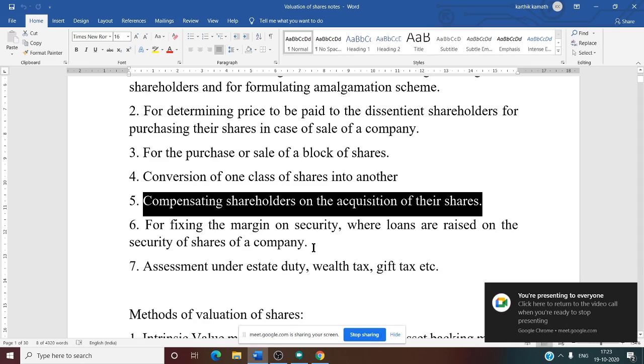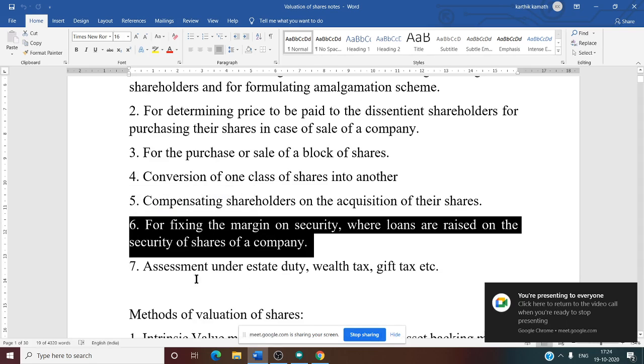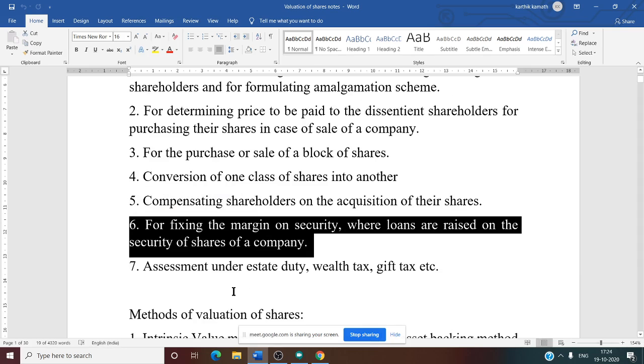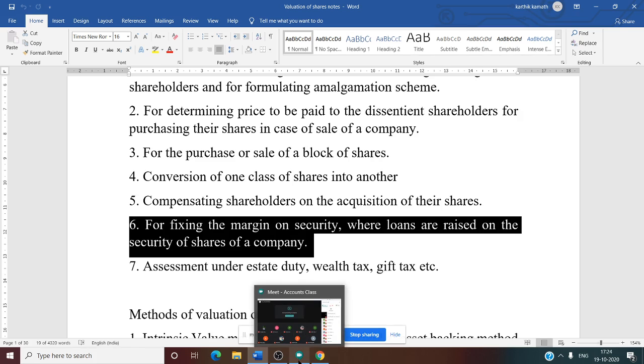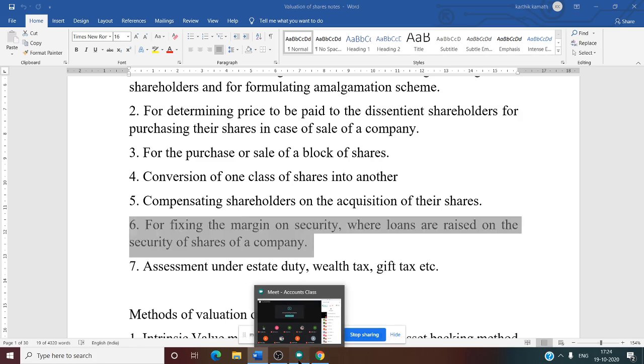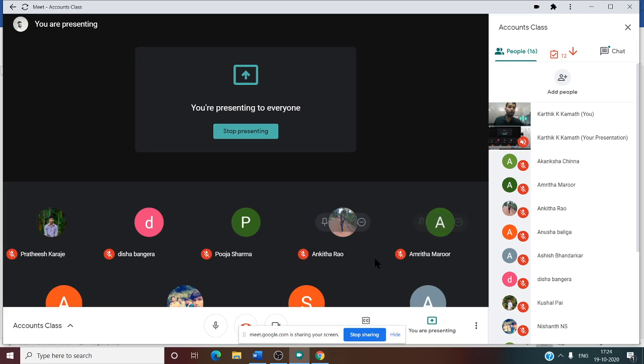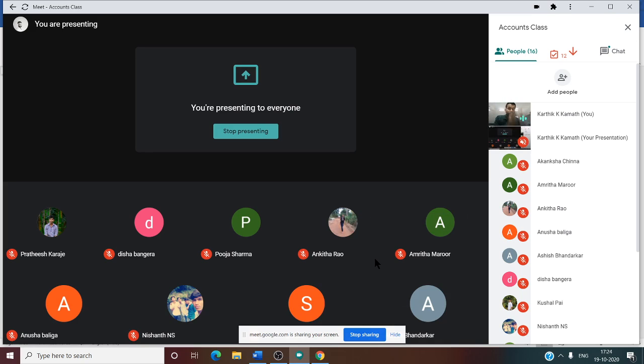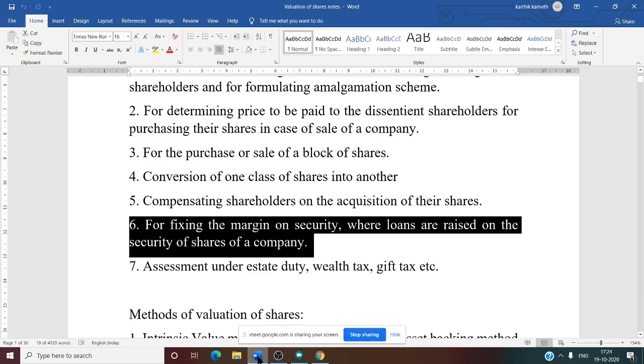Yes. Now next one: for fixing the margin on security, when loans are raised on the security of the shares of a company. Suppose the company may not have sufficient funds for their day-to-day activities. In that case, the company may opt for a last resort. So what is a last resort? The company may keep their shares as security and acquire money from a financial institution. In that case also valuation of share is needed. So how much money to give to the company, for all that purpose valuation is needed.